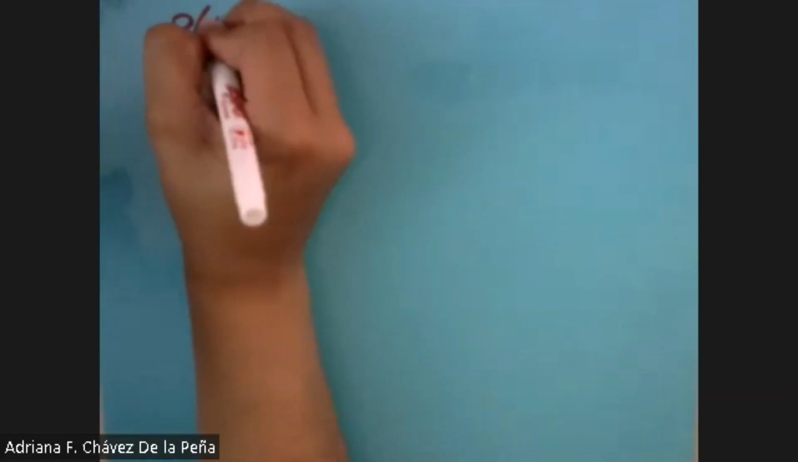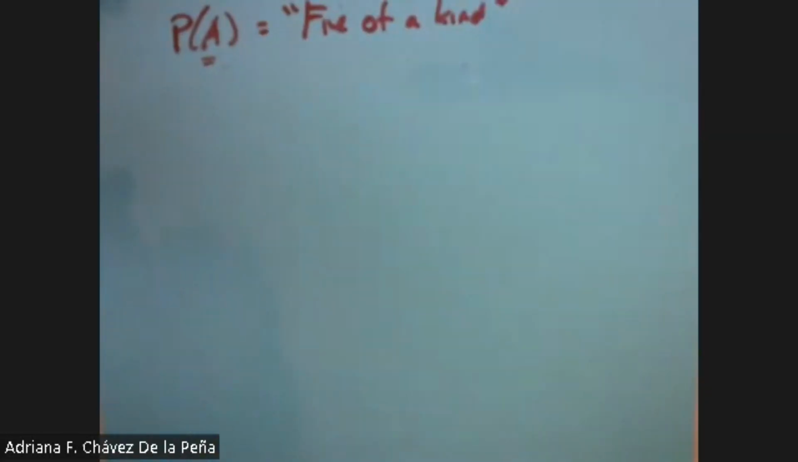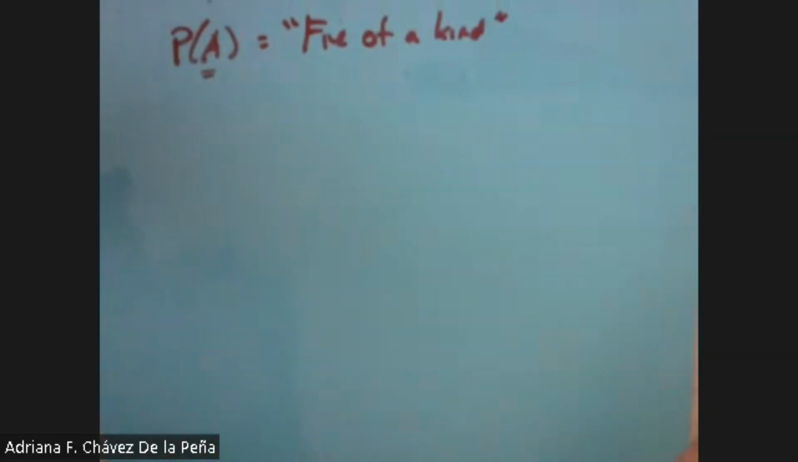For this particular problem, we are asked to compute P of A, where A corresponds to the event that when I roll 5 independent dice at the same time, I get 5 of a kind. What does that mean? Let us break this event down together.